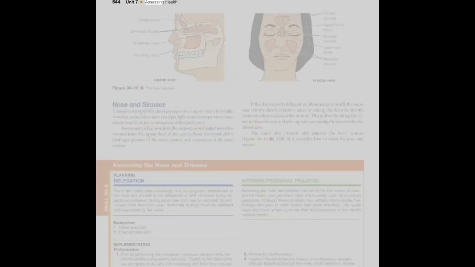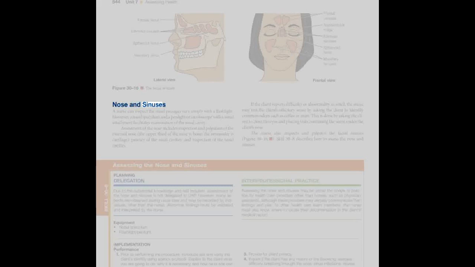Unit 7 Assessing Health. If the client reports difficulty or abnormality in smell, the nurse may test the client's olfactory sense by asking the client to identify common odors such as coffee or mint. This is done by asking the client to close the eyes and placing vials containing the scent under the client's nose. The nurse also inspects and palpates the facial sinuses, figure 30-16. Skill 30-8 describes how to assess the nose and sinuses.